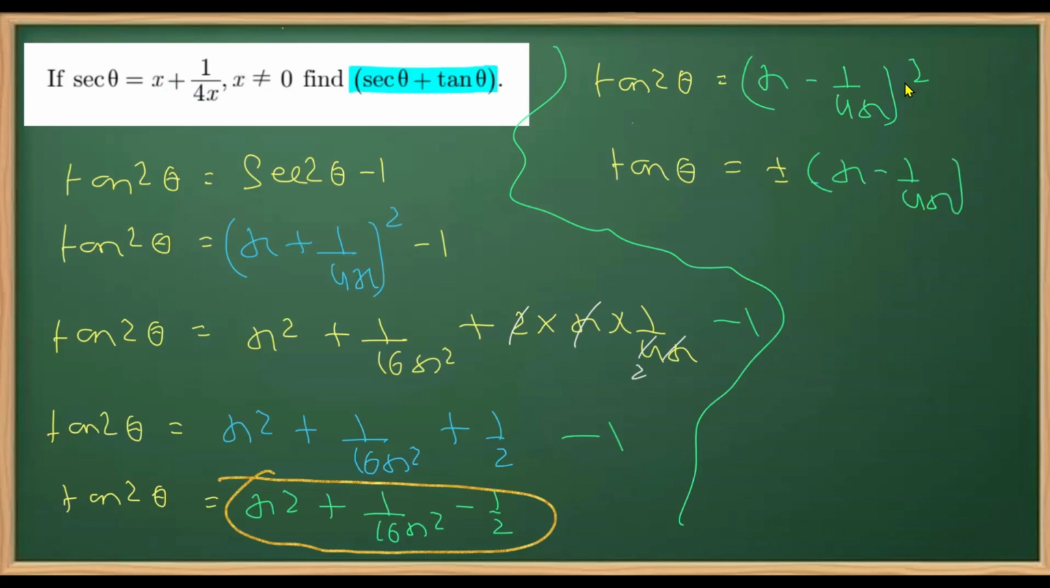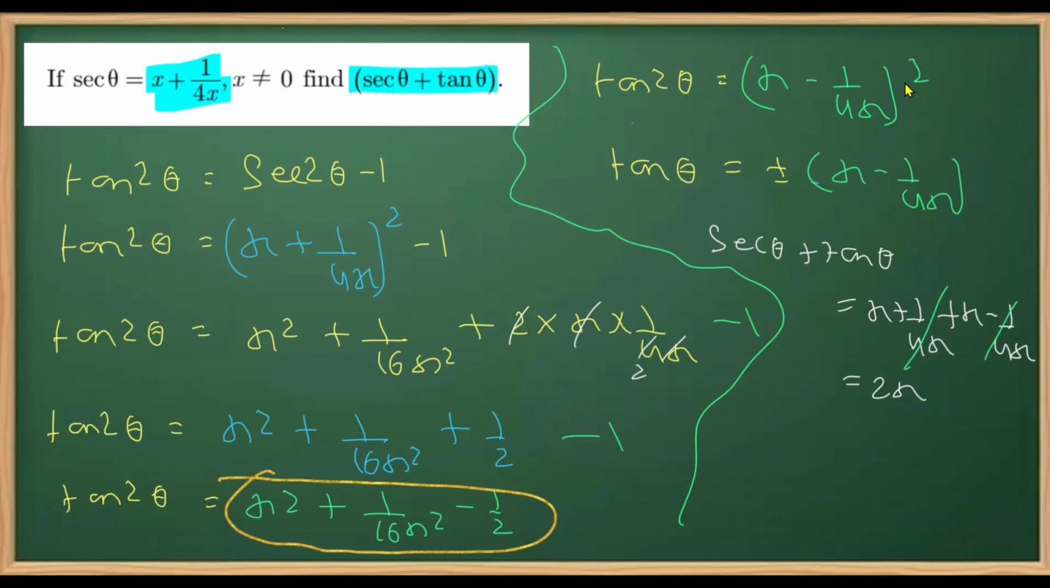So now taking the positive value first, if I ask you what is secant theta plus tan theta, I'll replace secant theta with x plus 1 over 4x, plus this, because I have taken the plus first. It's going to be x minus 1 over 4x. You can check that here, this and this get cancelled. It results to give you 2x.